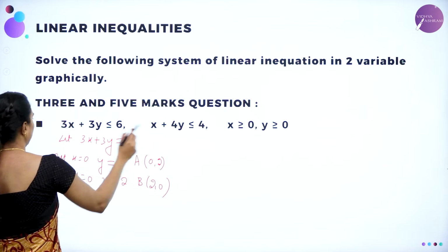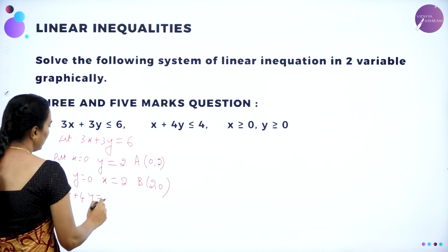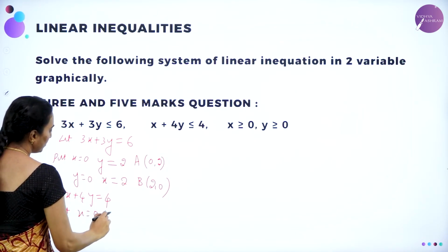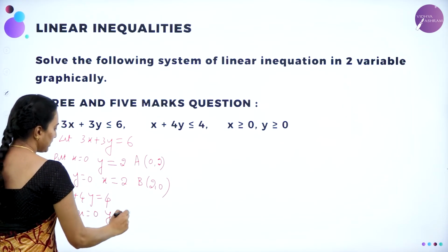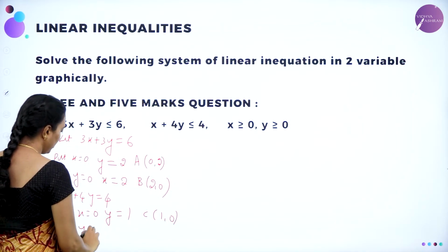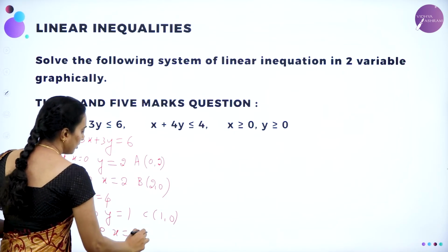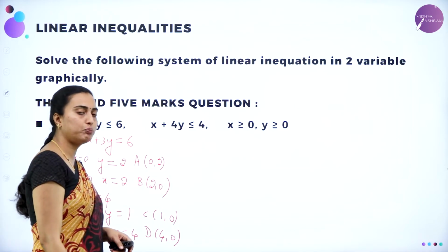Correct? Now, let us take the next equation, which is x plus 4y is equal to 4. Now, put x equal to 0. If you put x equal to 0, y will be equal to what? 4 will get cancelled, y is 1. So, C is (0, 1), and then put y is equal to 0. What is x equal to? See, x is equal to 4. So, D is (4, 0). Here also it will go up to only positive terms.